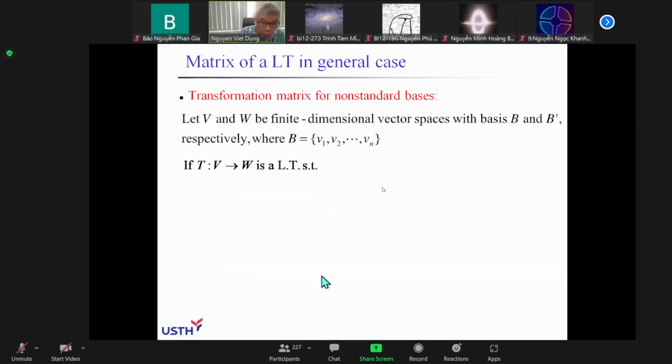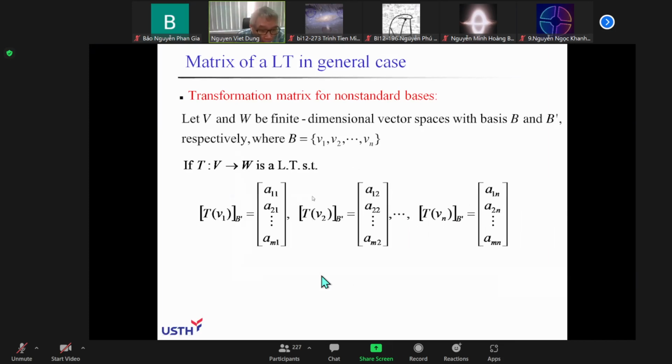We continue from here. Before the break, we studied what we call the standard matrix of a linear transformation from Rn into Rm. But now we are going to study the matrix for any linear transformation in any case. I mean here, suppose that V and W are vector spaces of finite dimension. Please remember the finite dimension. And I suppose that we have a basis B of V and a basis B prime of W. And I suppose that B consists of vectors V1, V2 up to Vn. Now, if T from V to W is a linear transformation, then we can do as follows.